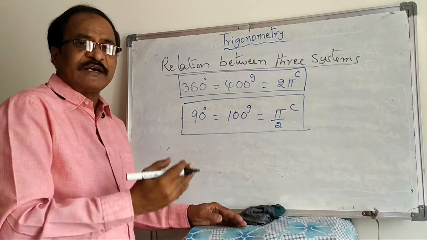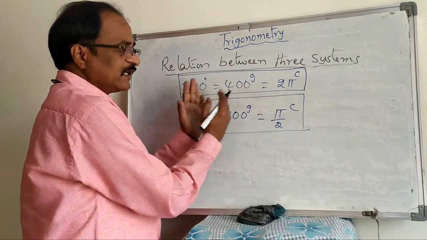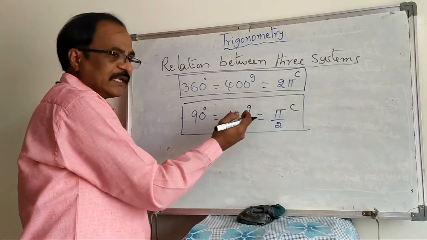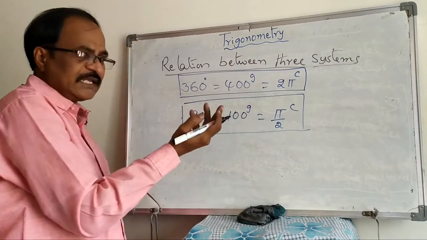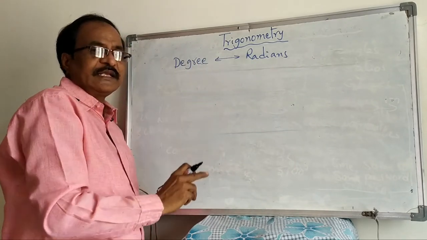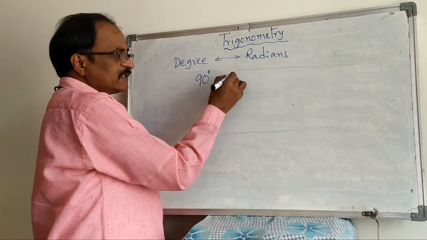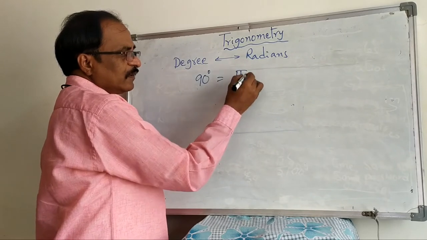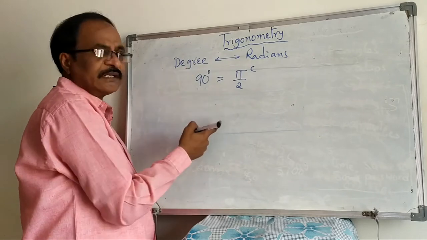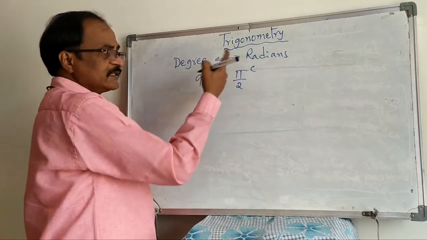Now how to convert one system to another system? For example, degrees to radians, radians to degrees, or grades to radians, radians to grades, or degrees to grades, grades to degrees. Now how to convert degrees to radians and radians to degrees? We know the relation between the systems: 90 degrees is equal to pi by 2 radians. This is one right angle in sexagesimal measure, and pi by 2 radians is one right angle in the radian system or circular measure.